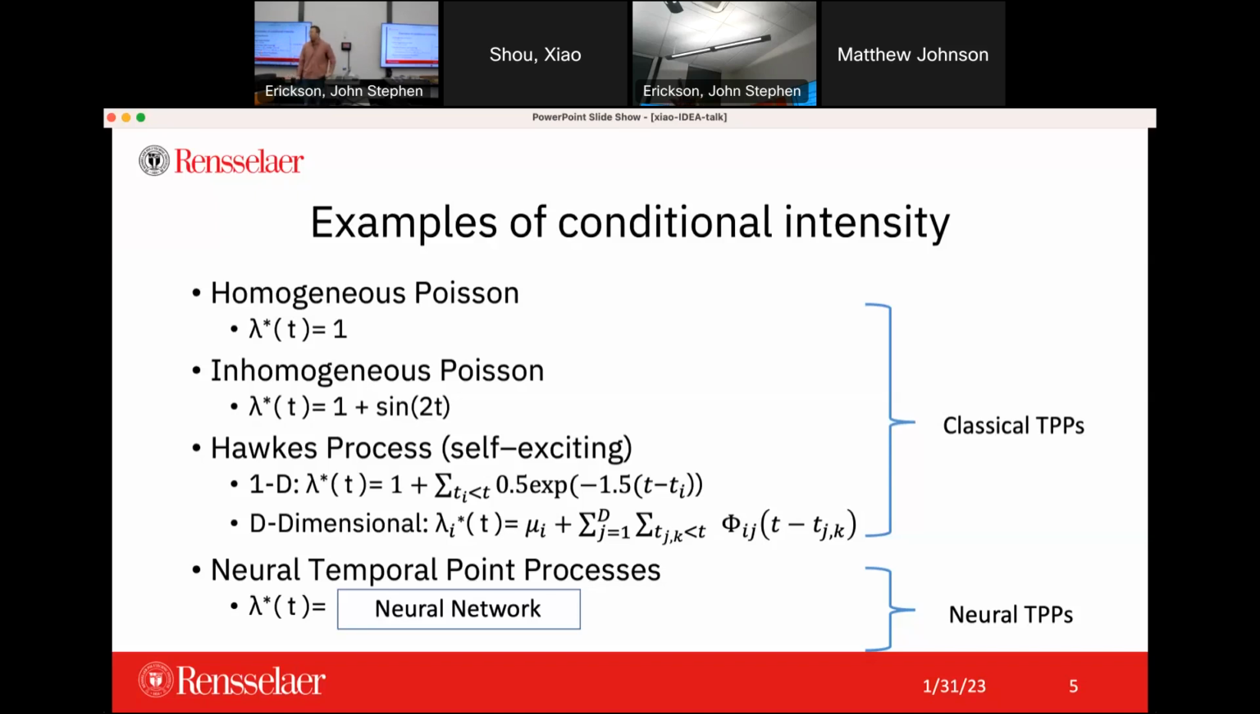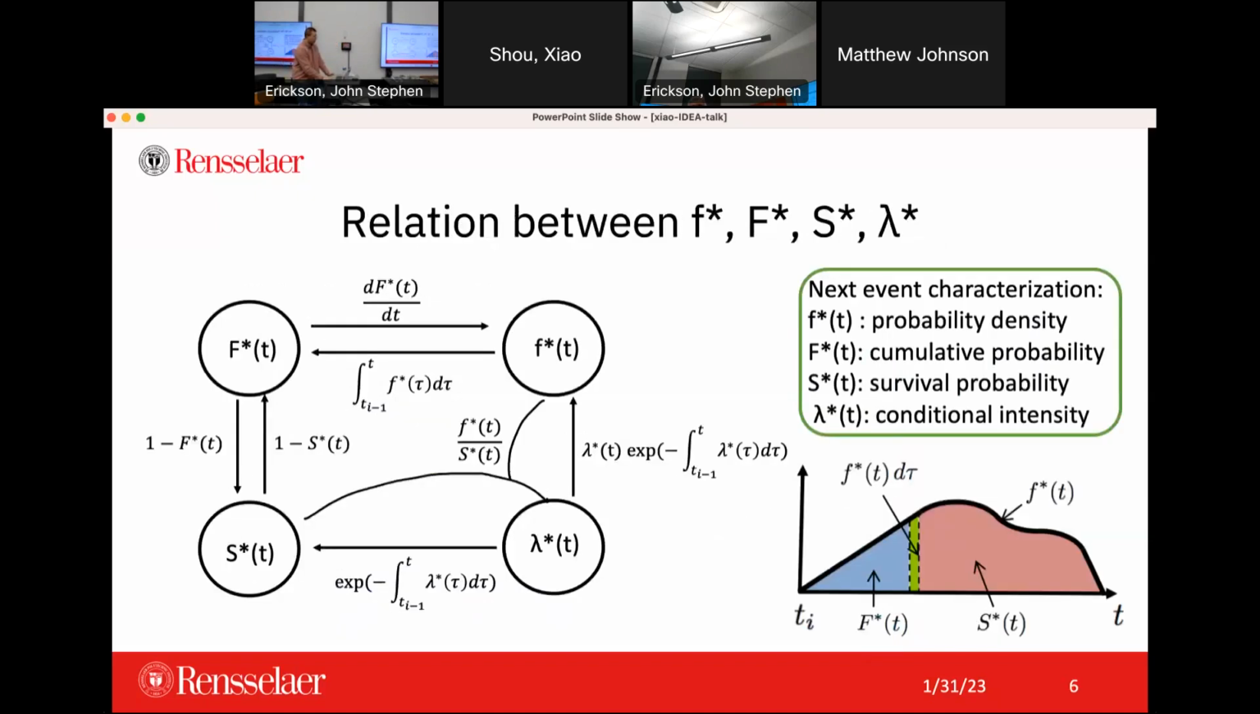So just on the inhomogeneous Poisson, is that just one example? Yes, that's just an example. I should have been more specific. This is just an example, but the conditional intensity is a function of time. Okay, got it. Yeah, sorry, there's no more math. Yeah, but there are pictures too.